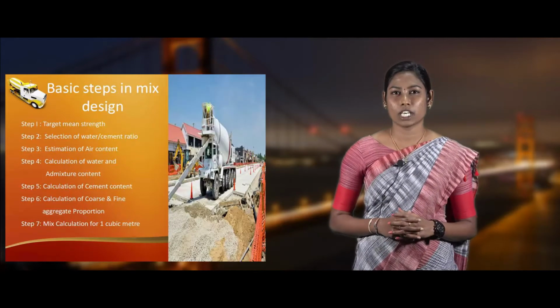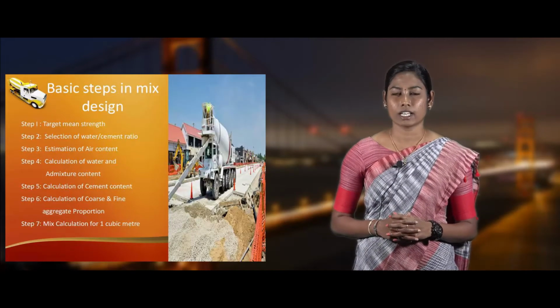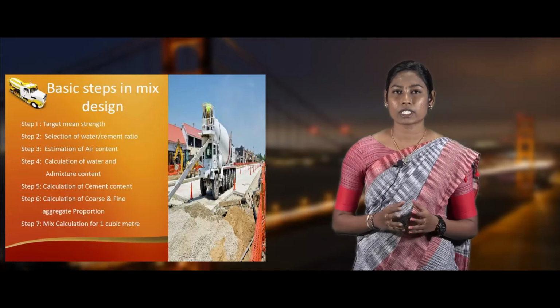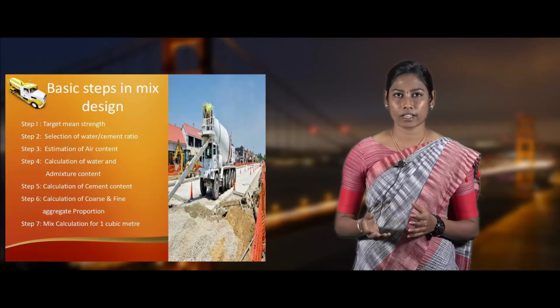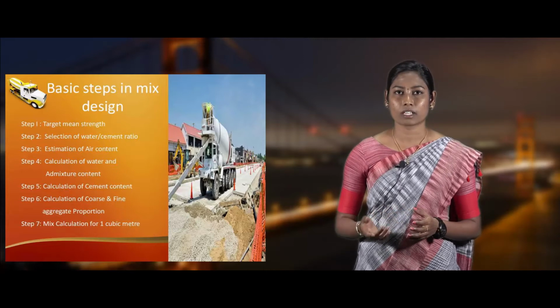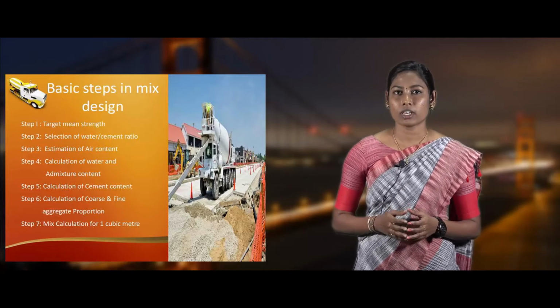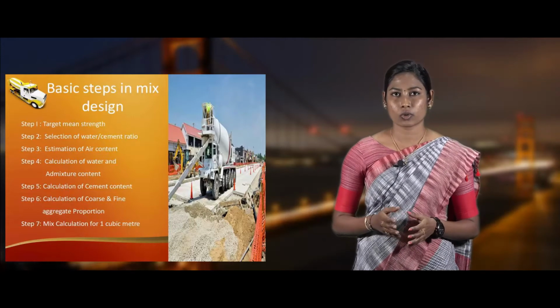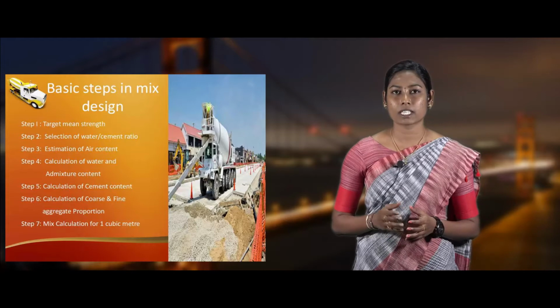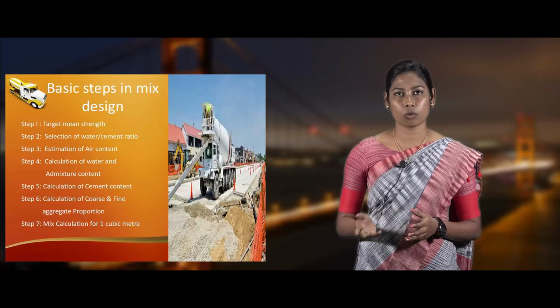Let's see the steps involved in the concrete mix design. Step 1, calculation of target mean strength. Step 2, selection of water cement ratio. Step 3, estimation of air content. Step 4, calculation of water and admixture content. Step 5, calculation of cement content. Step 6, calculation of coarse aggregate and fine aggregate proportions. Step 7, mix calculation for 1 meter cube of concrete.